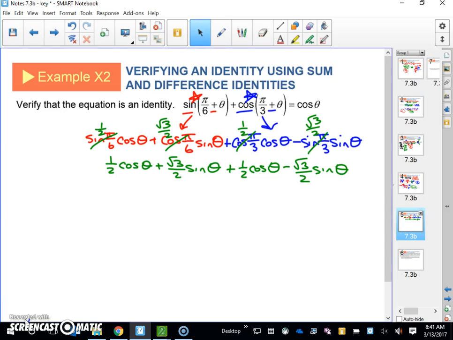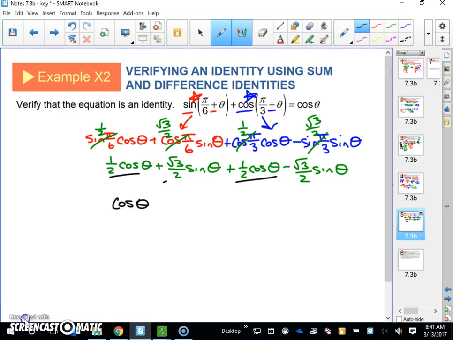And you always kind of keep an eye on the other side. We want that to clean up and equal the right side, which is cosine theta. And so look what happens. It was a really complicated looking mess, but I see 1/2 cosine theta plus 1/2 cosine theta is going to equal 1 cosine theta. But then I also see square root of 3 over 2 sine theta minus square root of 3 over 2 sine theta. Those cancel each other out. So that's gone. All I have left there is cosine theta, and that's exactly what I wanted, right? I wanted cosine theta equals cosine theta. So at this point, my left side equals my right side, and I'm finished.